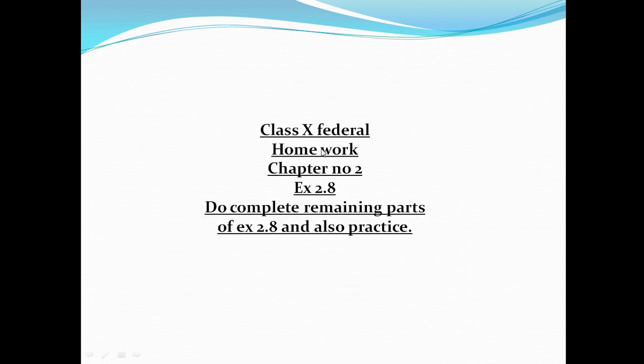For homework, chapter number 2, exercise 2.8, complete the remaining parts of exercise number 2.8, then get the values.